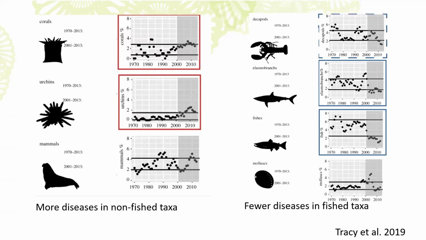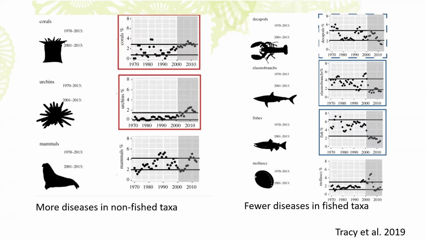But when you look at fish species, for the most part, with decapods, sharks and fishes, you get the opposite pattern, where there's fewer diseases in fish taxa over time. And this is presumably because these organisms are being fished out, their densities are lower, and so some of their pathogens are removed, and opportunities for transmission are removed. What this study doesn't look at is the impact that the diseases that we do see in fish taxa have.